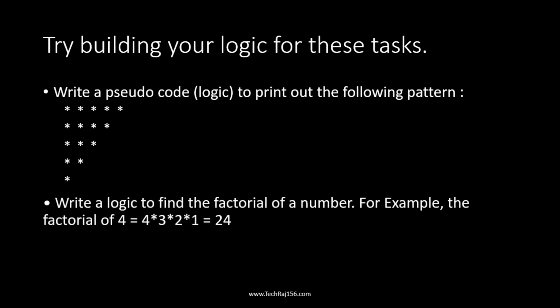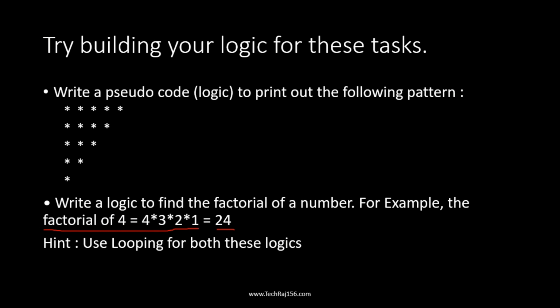Okay, the second task is to write a logic to find the factorial of a number. I hope you all know what is meant by a factorial of a number. If you don't know, I gave a simple example over here. The factorial of 4 is 4 into 3 into 2 into 1, which is equal to 24. In the same way, the factorial of 5 will be 5 into 4 into 3 into 2 into 1, which will be 120. So that is what is meant by factorial of a number. I want you to write the logic for these tasks, and I'm just going to give you a hint. Use looping for both these logics, and if you use looping, you will be able to solve these tasks.